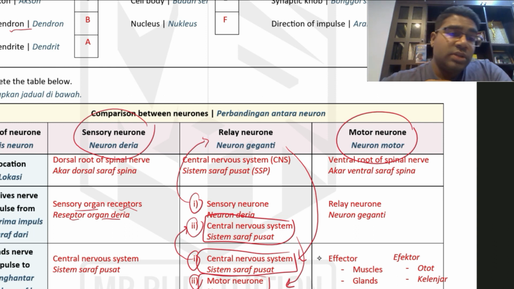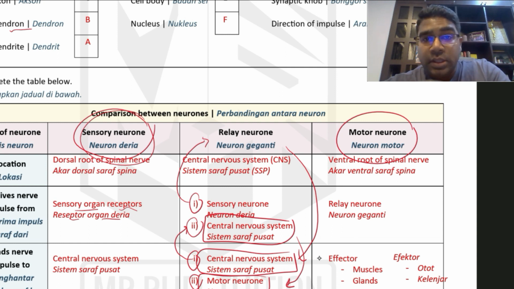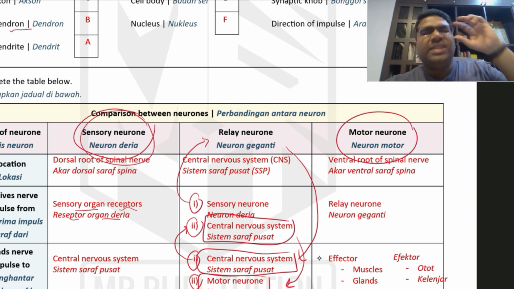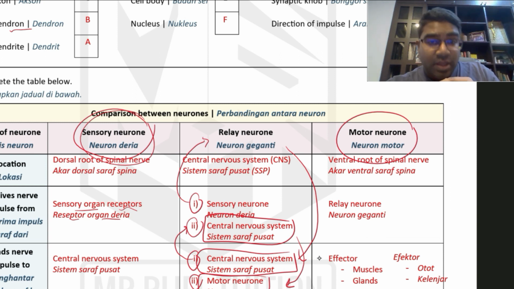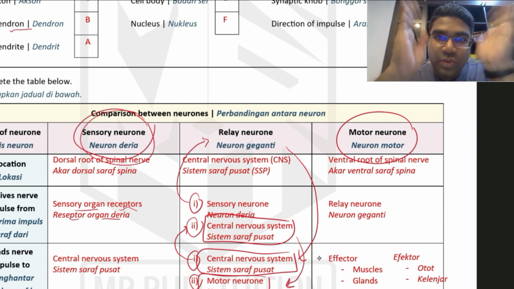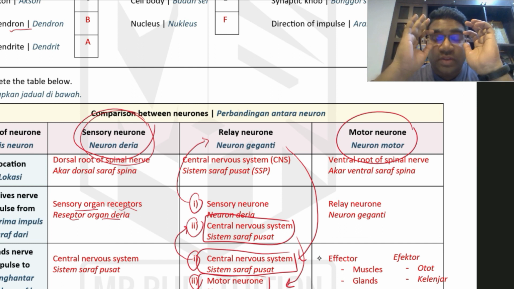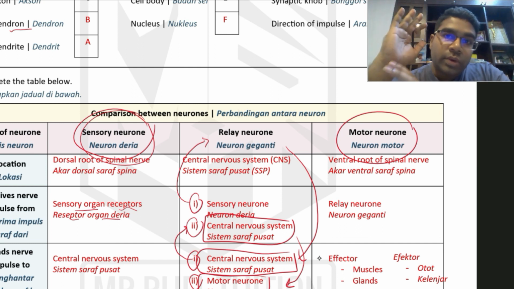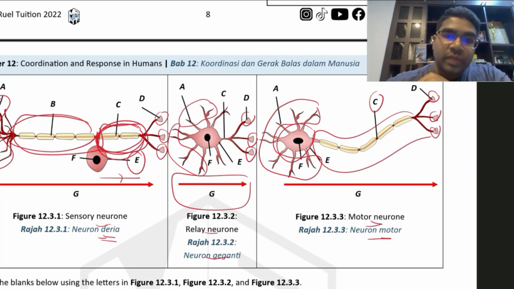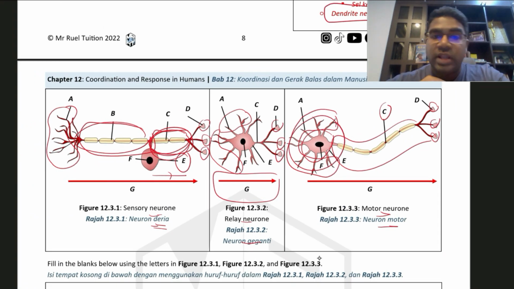Okay, because the sensory neuron, neuron deria, dia adalah di antara hujung lah. Okay, so kita tak boleh kata tengah-tengah lah. It's not in the middle, tapi dia bukan berada di hujung. Okay, dia berada di antara dua hujung. It's between the two ends. It's not at the end. But for motor neuron, untuk neuron motor pula, kedudukan sel badan adalah di hujung sel. It's at the end of the cell. Okay, so itu satu perbezaan dia.